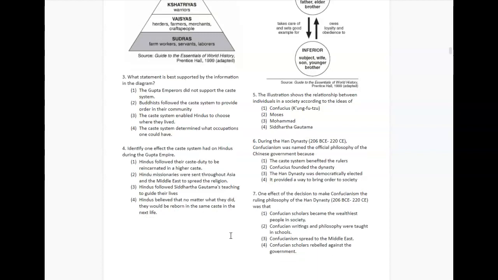Number 4. Identify one effect of the caste system had on Hindus during the Gupta Empire. 1. Hindus followed their caste duty to be reincarnated into a higher caste. 2. Hindu missionaries were sent throughout Asia and the Middle East to spread the religion. 3. Hindus followed Siddhartha Gautama's teachings to guide their lives. 4. Hindus believed that no matter what they did, they would be reborn in the same caste in the next life. That was one effect the caste system had on Hindus.